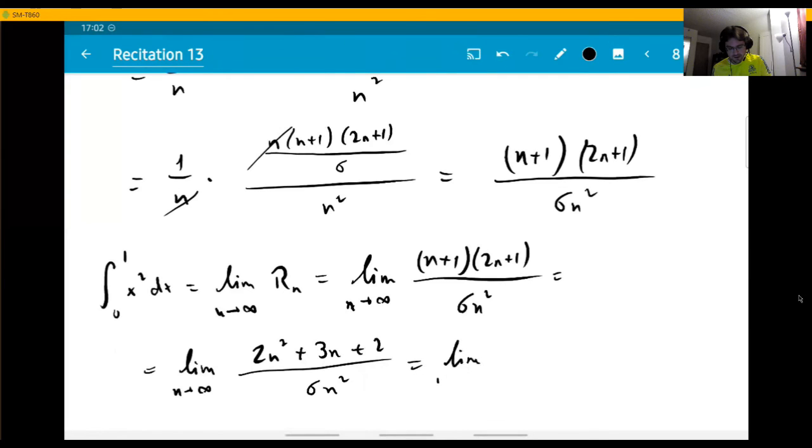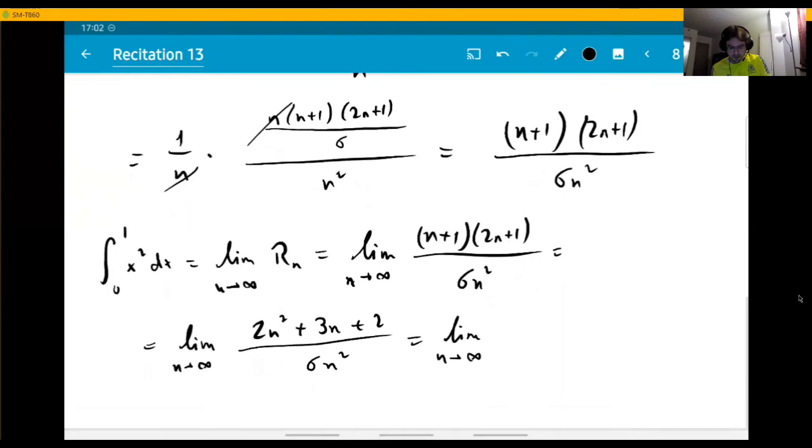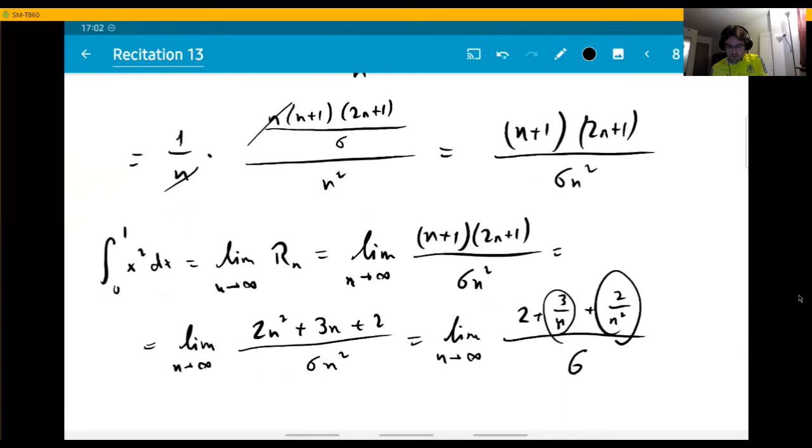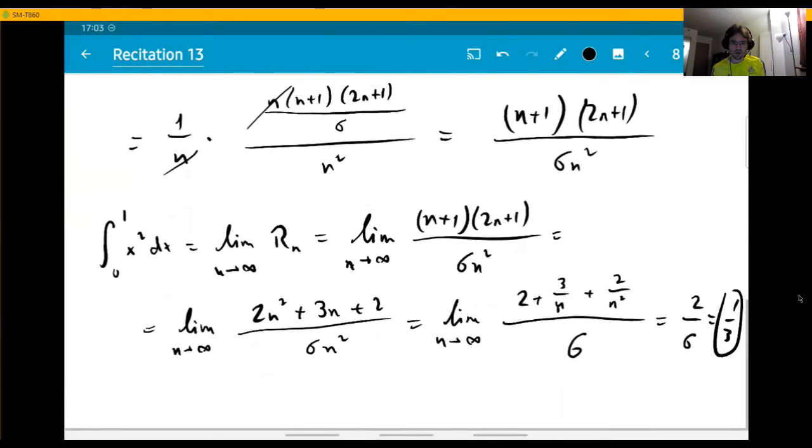So this is a fraction of two polynomials where both of them have degree n squared. By dividing by n squared, you can really see what the limit does. The 3 over n and the 1 over n squared terms will go to 0. So this leaves you with a 2 over 6, which is 1 over 3. Once again, this is the same answer as before.